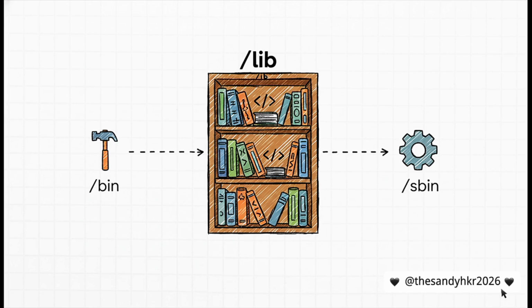So, all those great tools in /bin and /sbin, they can't work all by themselves. They need shared bits of code to function, and that's exactly what /lib provides. It's like a shared library of code. Without the books in this library, all the tools in those workshops are basically useless chunks of metal.